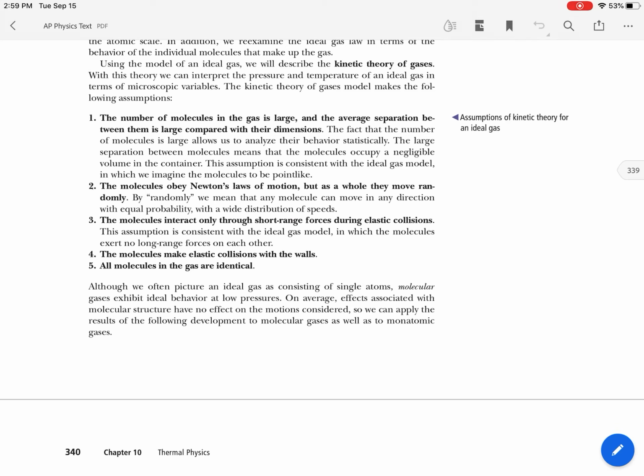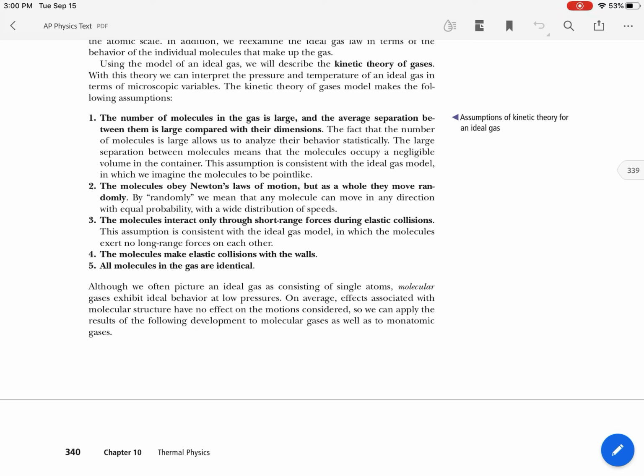The molecules interact only through short-range forces during elastic collisions. What we're saying is a molecule in one corner of the room is not exerting a gravitational force on a molecule in the exact opposite corner of the room. Now, we know this is just an assumption. There really are long-range forces, but we're assuming for simplicity that we are not dealing with long-range forces. The molecules make elastic collisions with the walls. Elastic collisions, to remind you, means that there is no exchange of energy, so the kinetic energy is conserved before and after the collision, and as always, momentum is conserved during the collision.